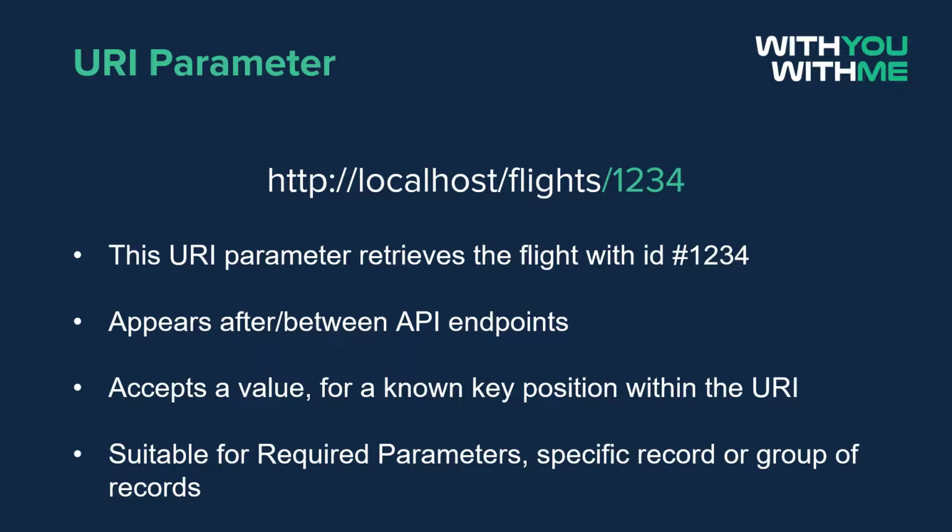In summary, URI parameters appear as part of the API endpoint and commence with a backslash. For the example, we are providing the parameter of a flight ID of 1234 to the URI. They can appear at the end of an endpoint, as in this example, or between API endpoints. They accept a value for a known key position within the URI, where the API has a key placeholder. And they are suitable for required parameters, specific records, or a group of records.